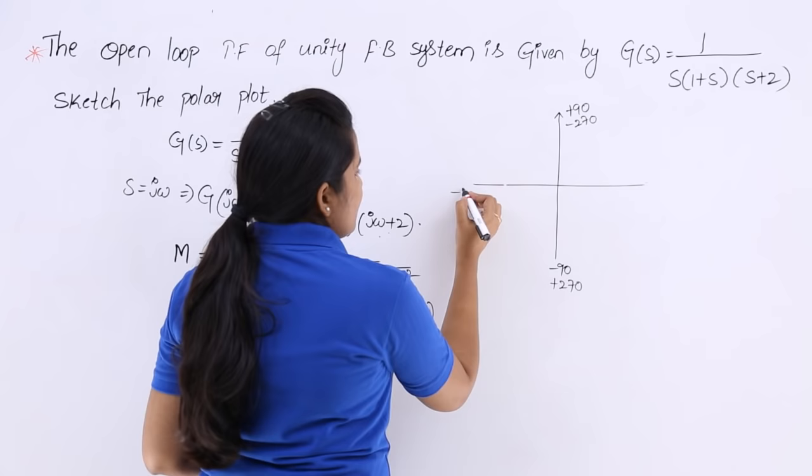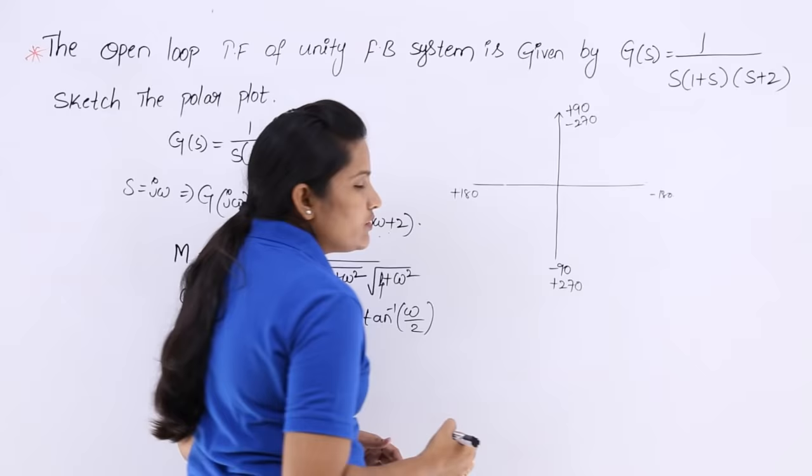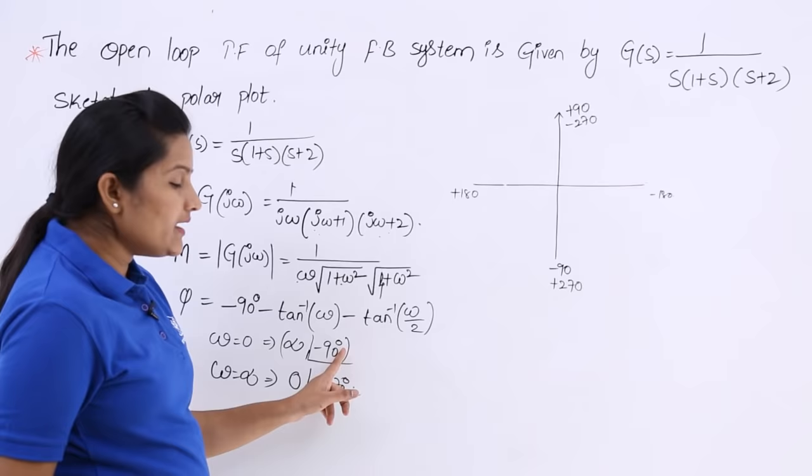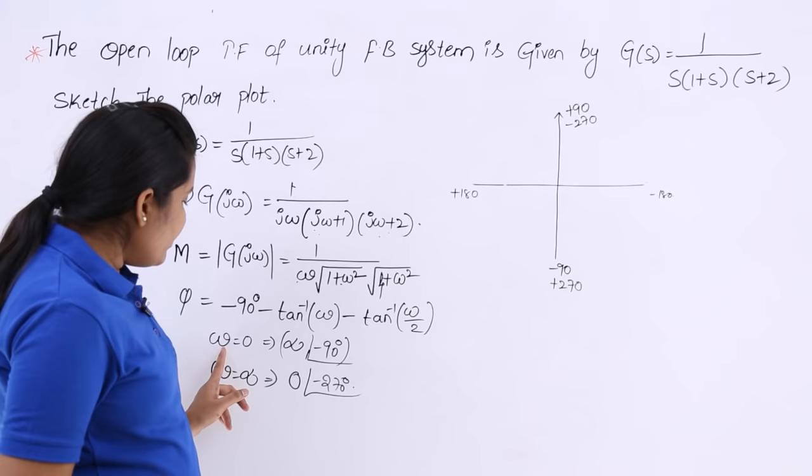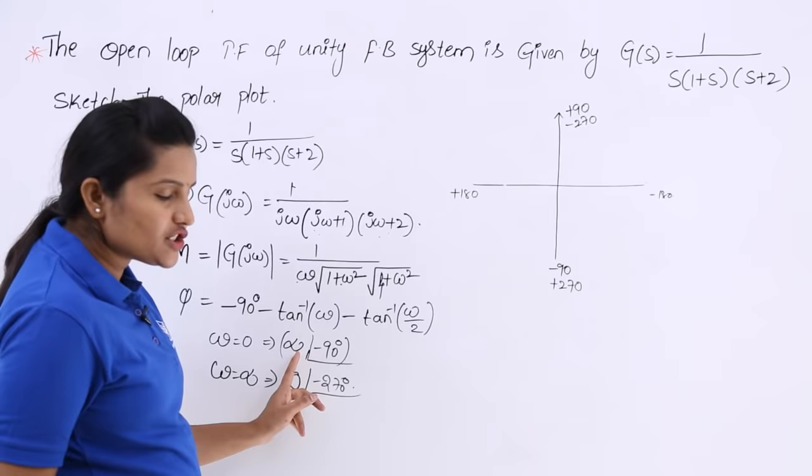This is plus 180. This is minus 180. So, whatever it may be, here you can see it will touch the minus 90 degree line at infinity. At omega equal to 0, the plot will touch the minus 90 degrees line at infinity.